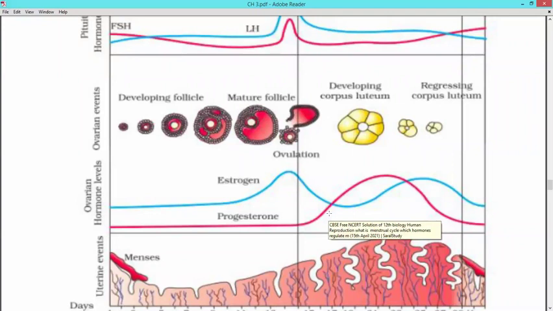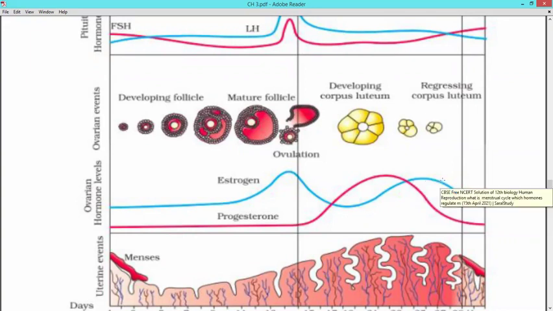But once the ovulation takes place, and the corpus luteum is formed, at that time this corpus luteum is responsible for the release of progesterone. So you can see over here a peak of progesterone, and along with that there will be some estrogen levels also released.